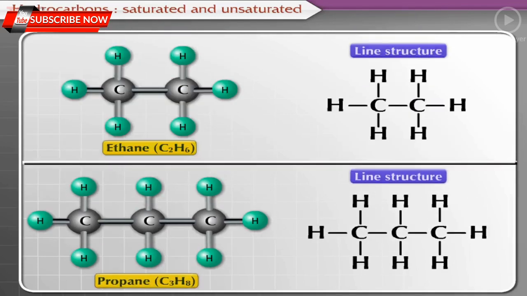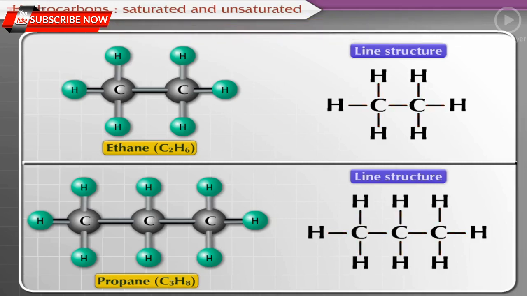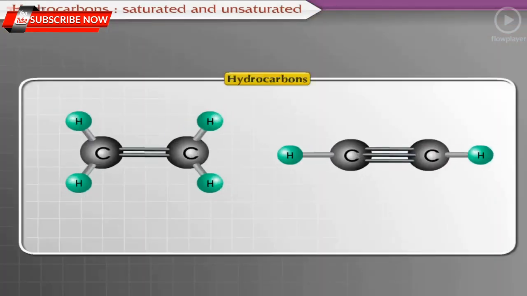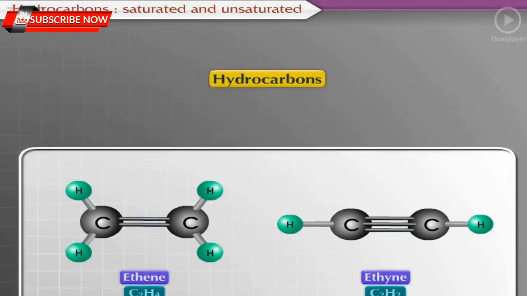From the structural formulae of ethane and propane, it is seen that the valencies of all the atoms are satisfied by the single bonds. Such compounds are called saturated compounds. Ethane and propane are saturated hydrocarbons. Saturated hydrocarbons are also called as alkanes. There are 2 more hydrocarbons that contain 2 carbon atoms, namely ethene C2H4 and ethine C2H2.